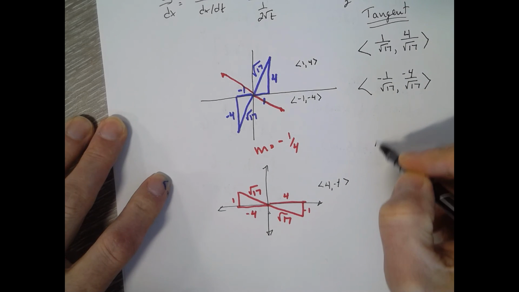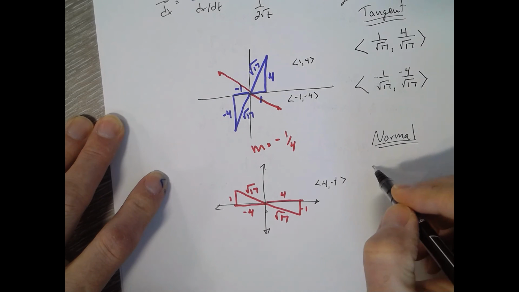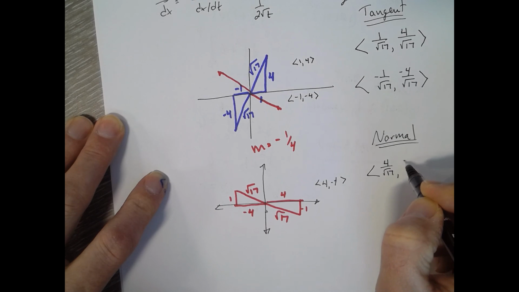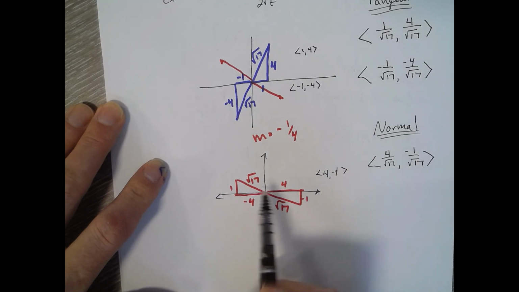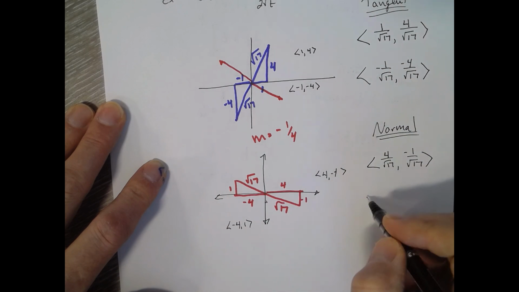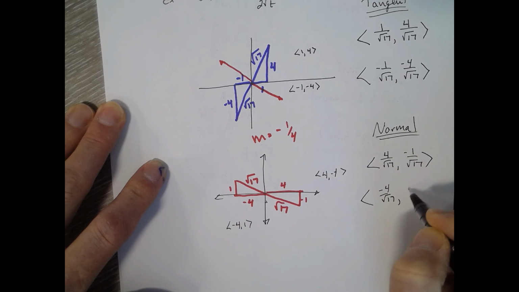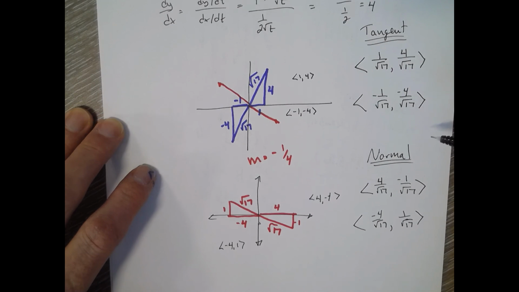So the normal unit vector would be 4 over square root of 17, -1 over square root of 17, and the second one over here, that vector is -4, 1, so it would be -4 over square root of 17, 1 over square root of 17. Those are your two normal unit vectors at that point.